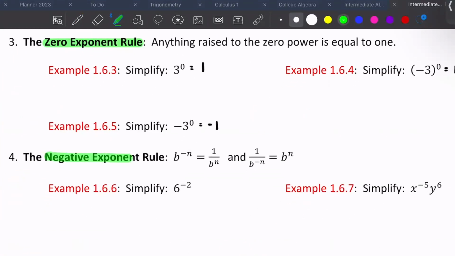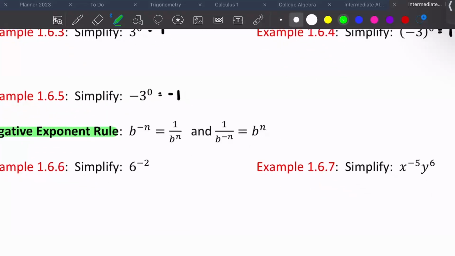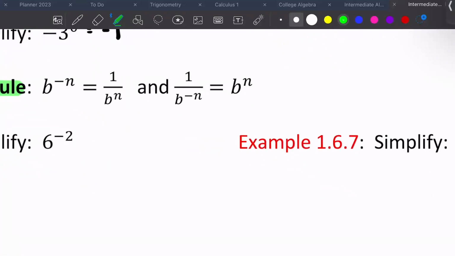Then we have a negative exponent rule. Negative exponents are not good. We don't like them. So anytime we have a negative exponent, the way that we make it positive is we move it. If we have a negative exponent in the numerator, we're just going to take that negative exponent and its base and move it down to the denominator. If it's in the denominator, we're going to move it up to the numerator. So wherever it is, we just move it and it becomes positive.